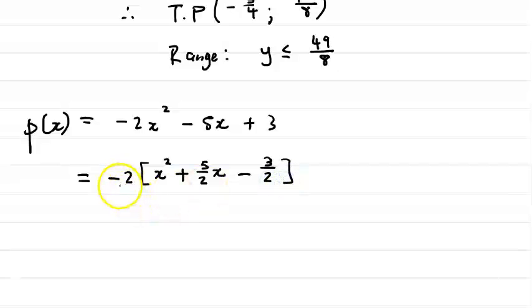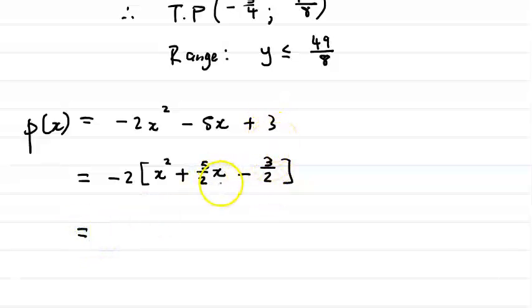And let's double check. If I take minus 2 into the brackets, minus 2 times x squared is minus 2x squared, minus 2 times positive 5 over 2x, 2 and 2 would cancel and I'll be left with minus 5x. Minus 2 times minus 3 over 2, minus times minus is plus, 2 times 3 over 2 will be positive 3.